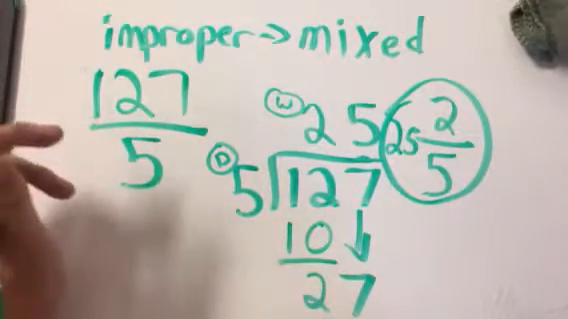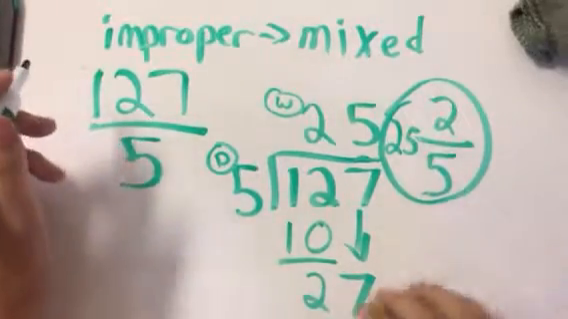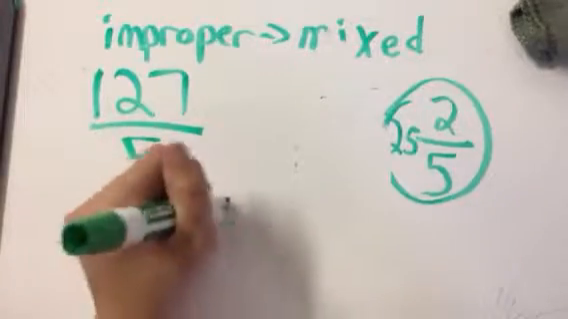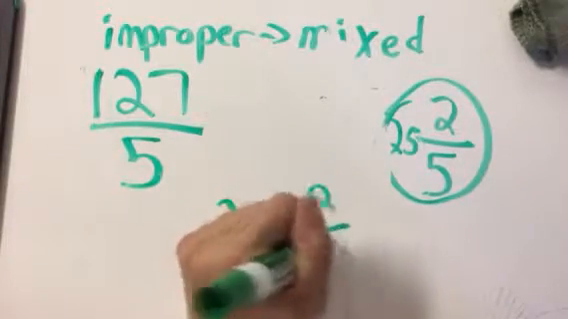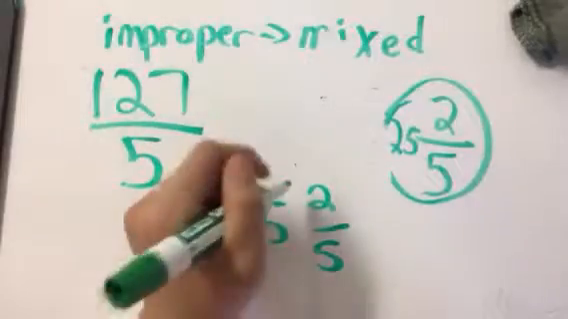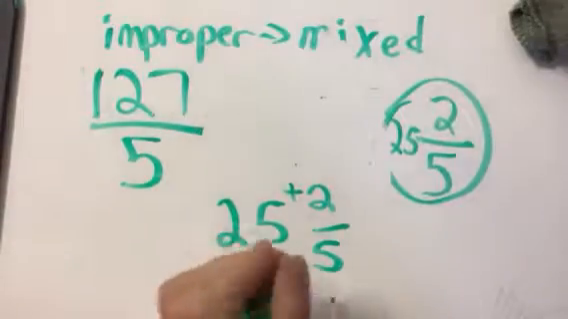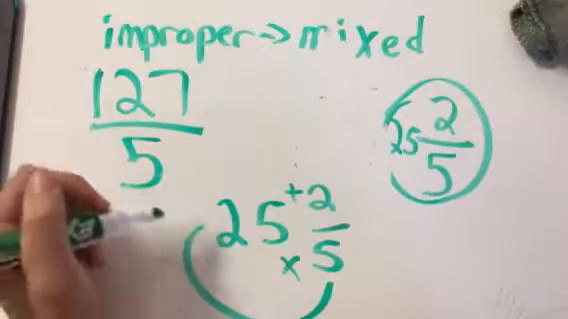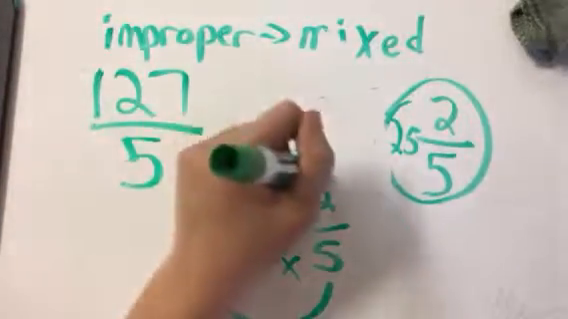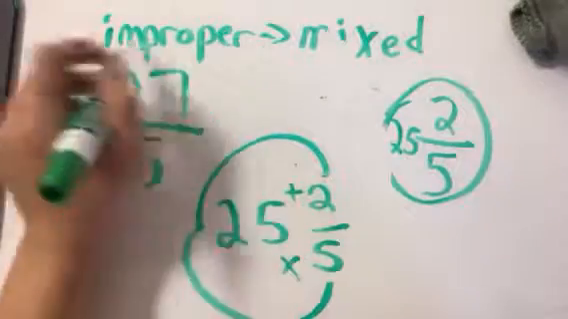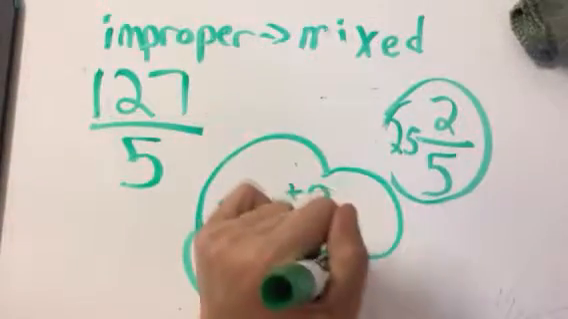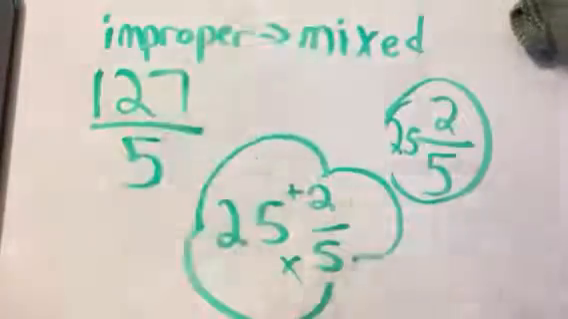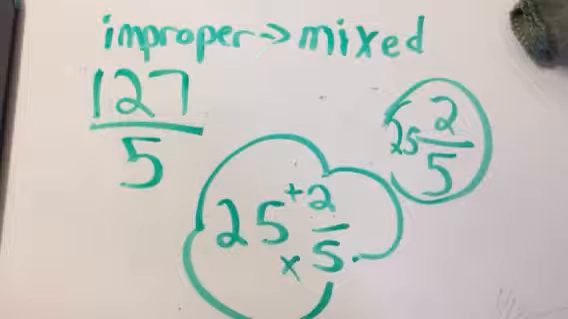And remember, if you're never quite sure if your answer is correct, you can always just change the mixed number back into an improper fraction. So say I'm not quite sure what my answer is. Well, I can use my Texas popcorn method to check it out. What's 5 times 25? Well, that's 125. What's 125 plus 2? That's 127. What's my denominator? 5. And so this is just one of the ways that we're going to be learning how to do improper to mixed numbers.